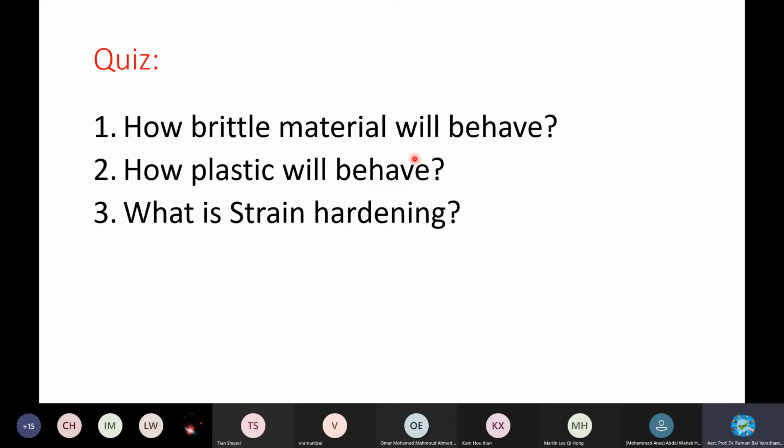There are two types, right? Ductile and brittle material. How will brittle material behave? How about ductile? Is mild steel a ductile or brittle material? Number one. Then you can answer my question. Take mild steel. Is it a ductile material or a brittle material?